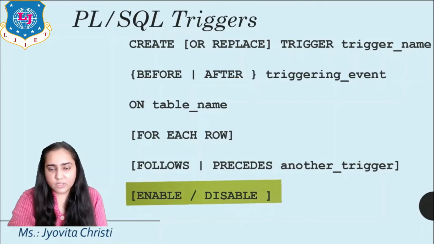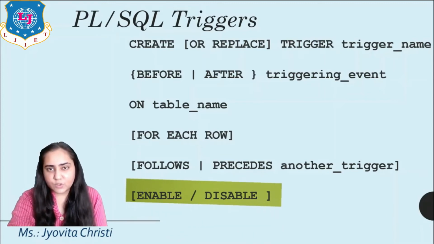Then the next statement is the enable or disable. So obviously if you write enable, the trigger is going to execute. If you write disable, then the trigger will not execute. And by default, this statement is usually skipped because if you skip it, then the trigger is enabled on its own.